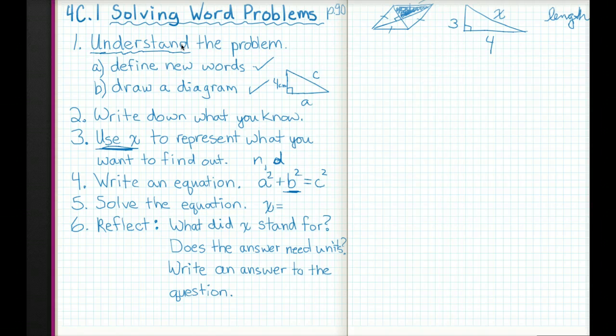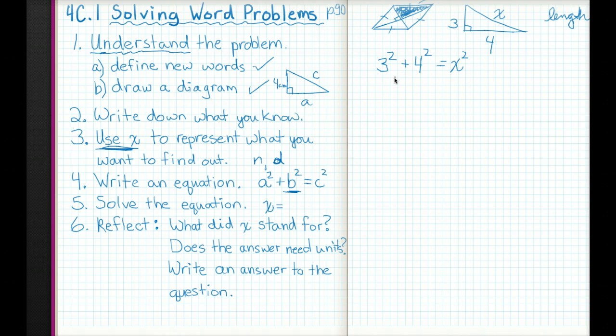And now we can see we've done number 1, defined new words that were new to us. We drew a diagram, wrote down on the diagram what we knew. We used x to represent what we wanted to find out. So now I'm on step 4, writing the equation. On my right angle triangle, the thing I'm trying to find out is the hypotenuse. So I'll write 3 squared plus 4 squared equals x squared, or I could have called it L squared for length.